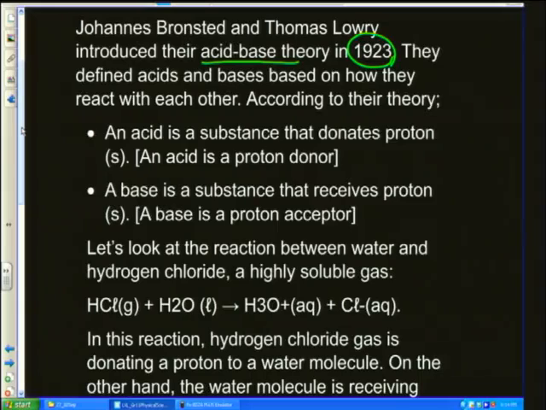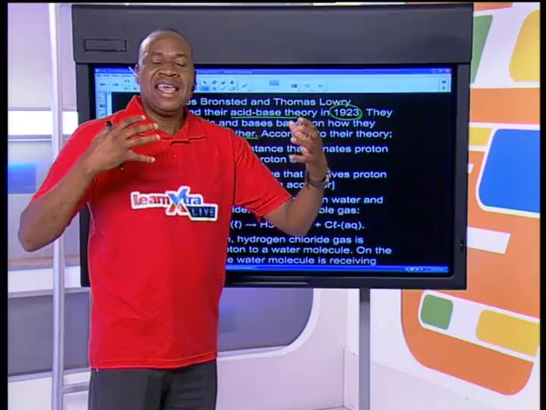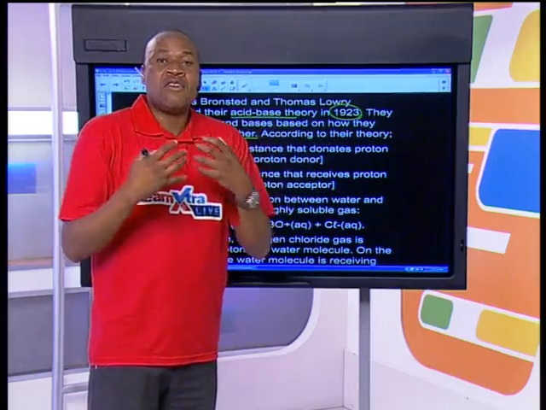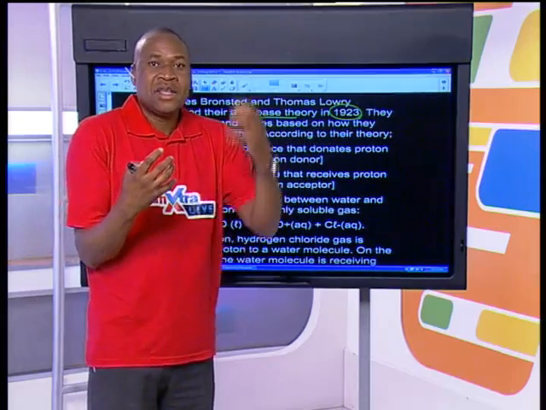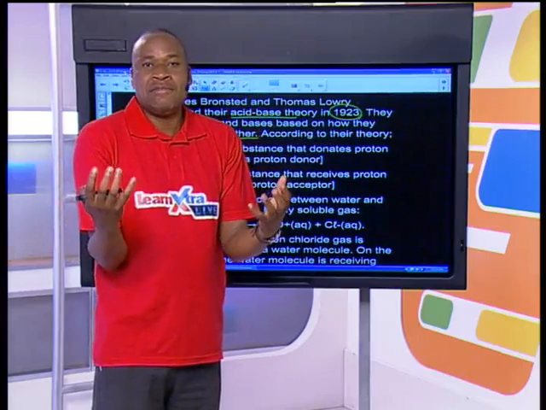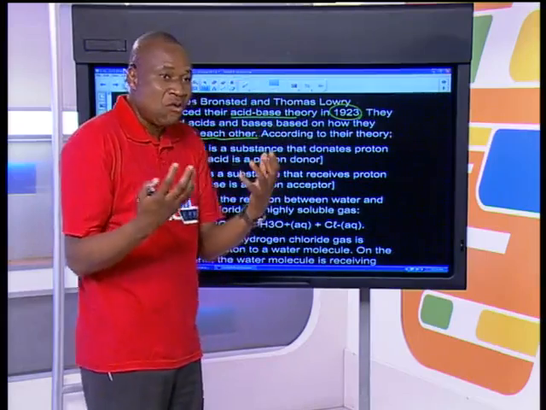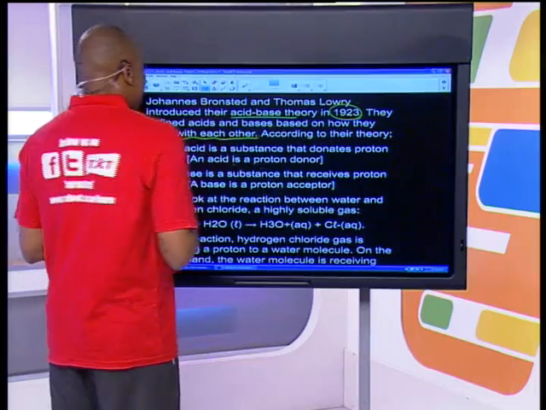They define acids and bases according to how they will react with each other. So they looked at how these acids and bases interact with each other chemically. And depending on how they are going to interact with each other, one would be a base, the other will be an acid. And let's see how they checked them.